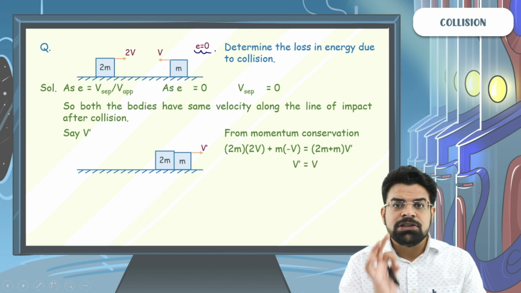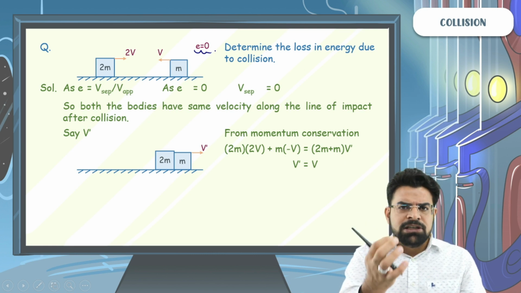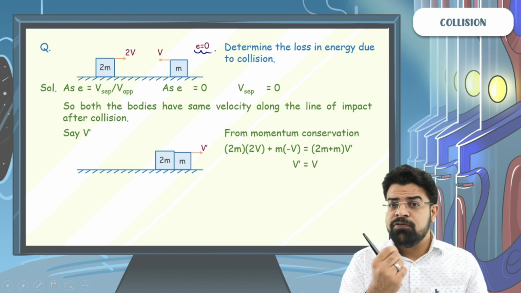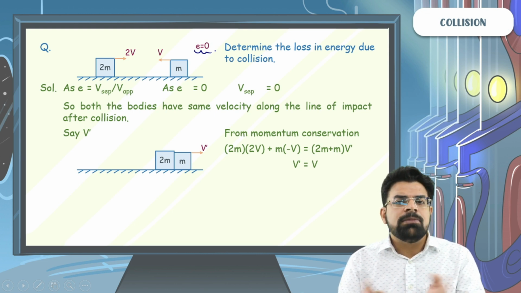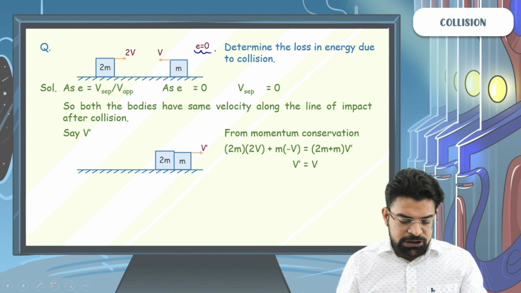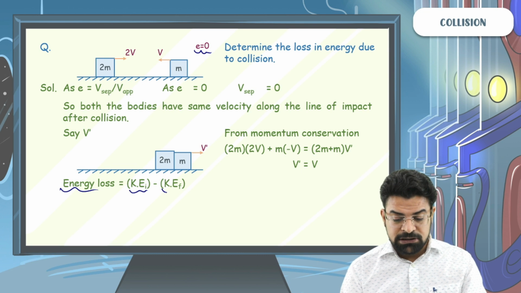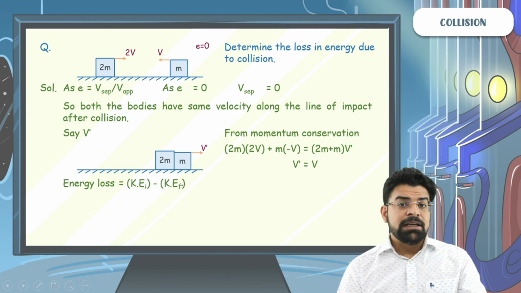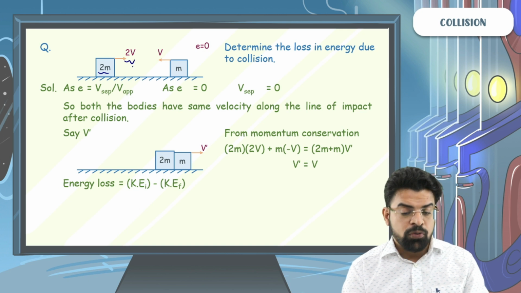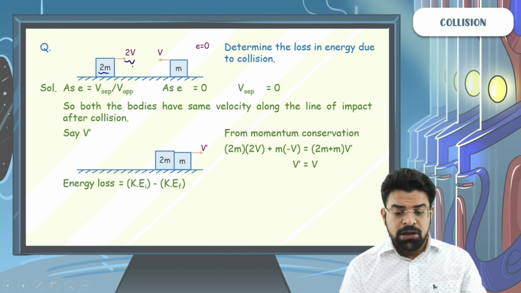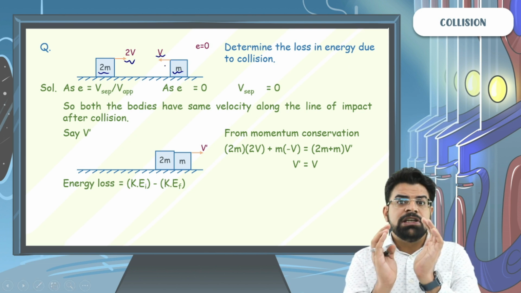Our mission is to find the loss of energy. We can find the initial kinetic energy of the system, find the final kinetic energy of the system, and subtract them. Once we subtract them, we will get the loss in energy. So loss in energy equals kinetic energy initial minus kinetic energy final. You will write the kinetic energy initial as half into 2m into 2v square plus half into m into v square. This whole will be the initial kinetic energy.